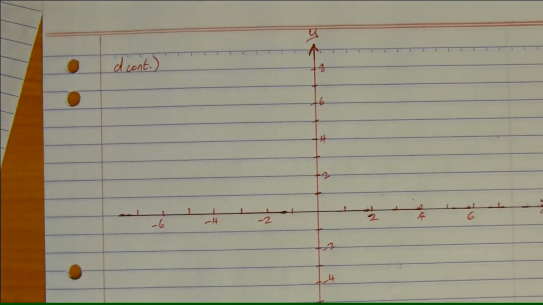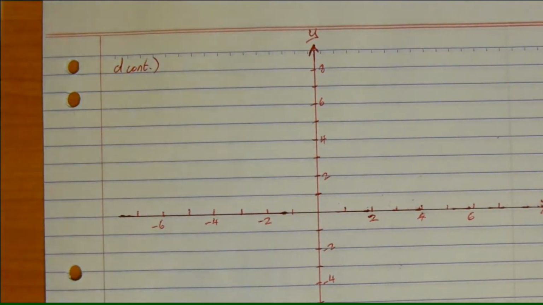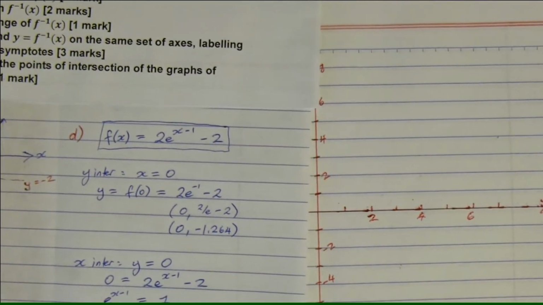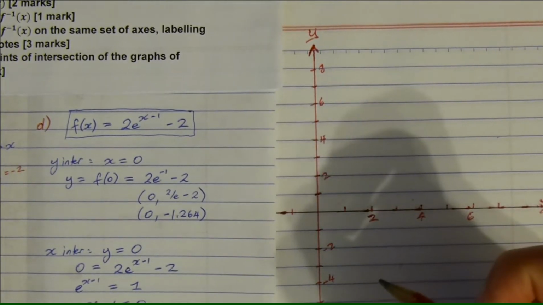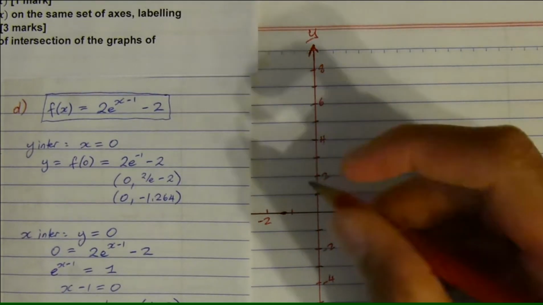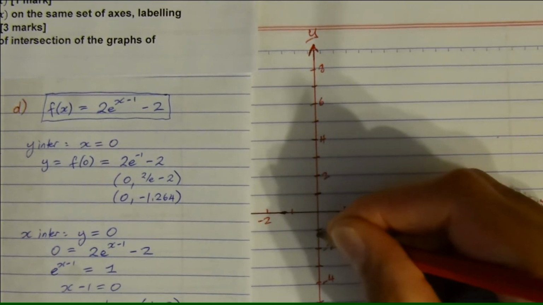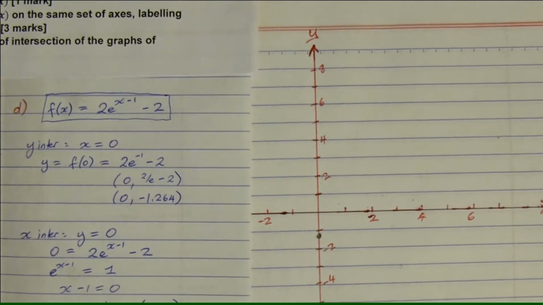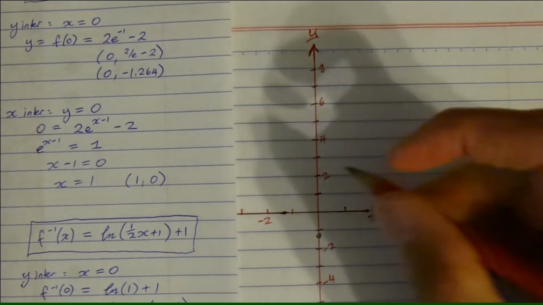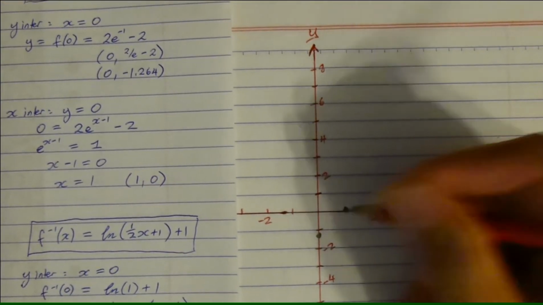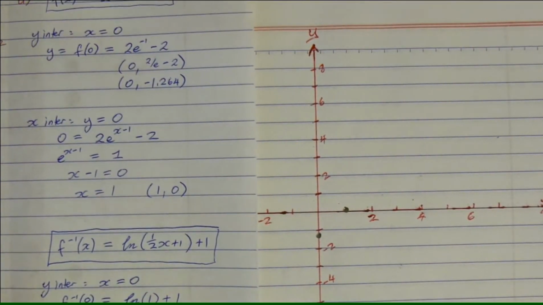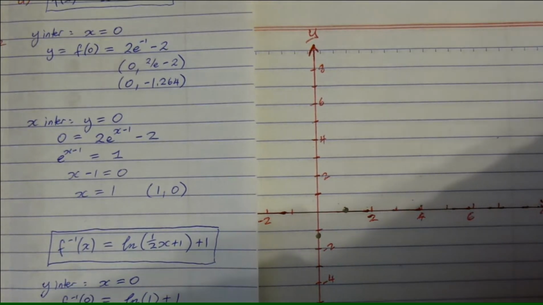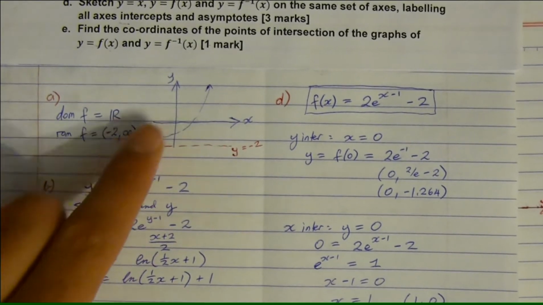Okay, so for the first graph, looking back here, I'm going to plot my intercepts. So I had a y-intercept at 0, negative 1.24, so it's about here. An x-intercept at 1, 0, so that's here. And remember, as per the graph that I drew earlier, remember this one over here, this is the shape.